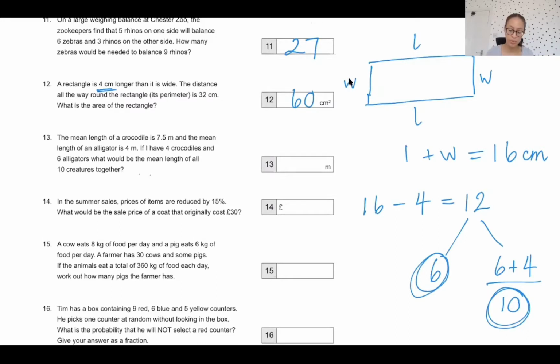So the perimeter is 32. That's 2 of the lengths and 2 of the widths. So half of that is 16. So 1 length, 1 width is 16. The difference between the measurements is 4. So I take 16, I take off the difference, divide that by 2 and add the difference back on. And that gives me 2 numbers that add to 16 where the difference is 4. Then finally the question wanted the area, so I multiply those.